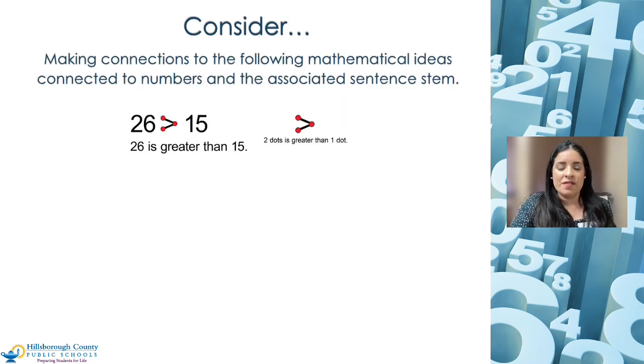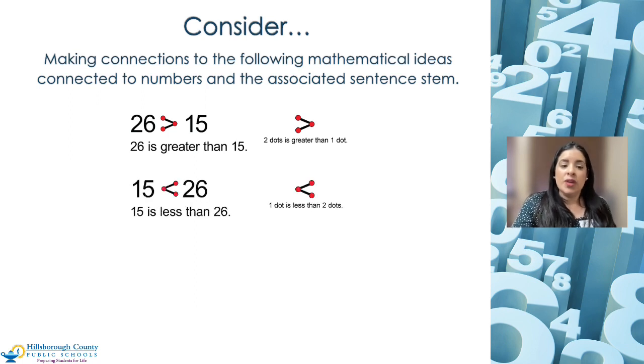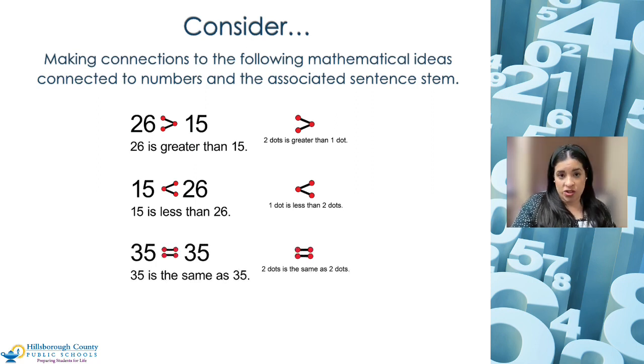26 is greater than 15. Once students can read that sentence stem, then they can make the connections to the symbol by drawing dots. 2 dots next to 26 because 26 is greater, and 1 dot next to 15 because it's less. Once they connect the dots, they will have the correct symbol. Once students write these dots, also have them read it as a sentence. 15 is less than, because there's 1 dot first, 26. They can also use this strategy to prove that something also is equal.